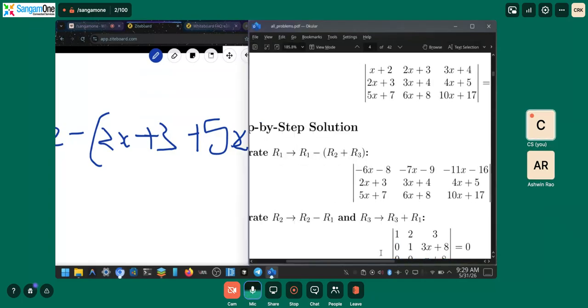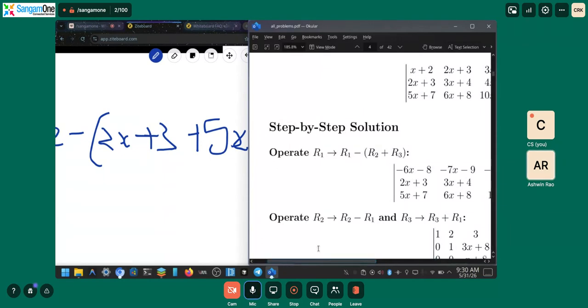What will be a huge problem? Yes, what did you say will be a huge problem? Sir, many students confuse when applying row transformation. Hmm.